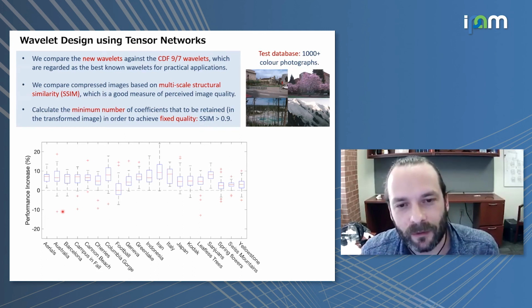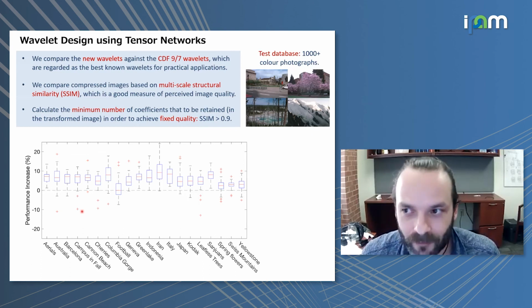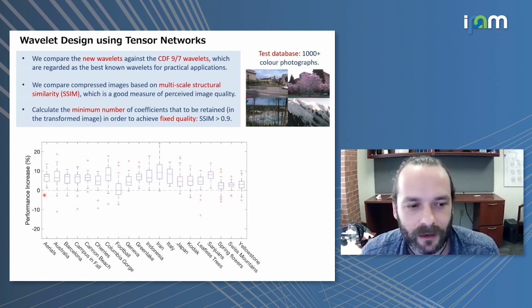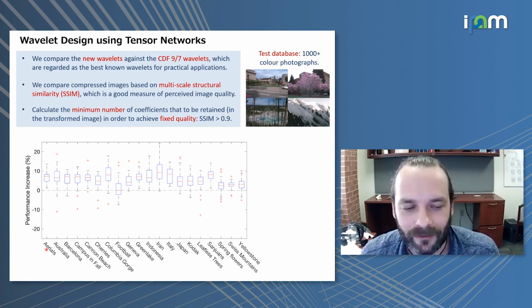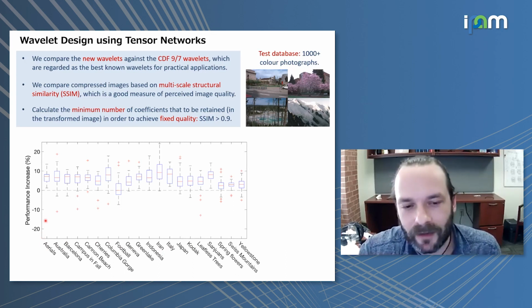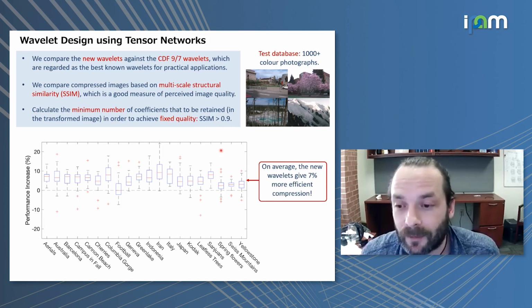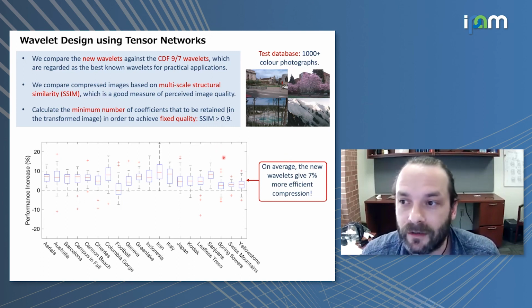Okay, so here is the comparison. We're looking at how well our wavelets work compared to the established state-of-the-art wavelets. Anything in the plus axis denotes an improvement in efficiency. And you can see we have all these sets of different types of photographs. Each of these is a set of many, maybe hundreds of photographs. And what we can see is that the new wavelets we've developed are consistently better than the established ones.